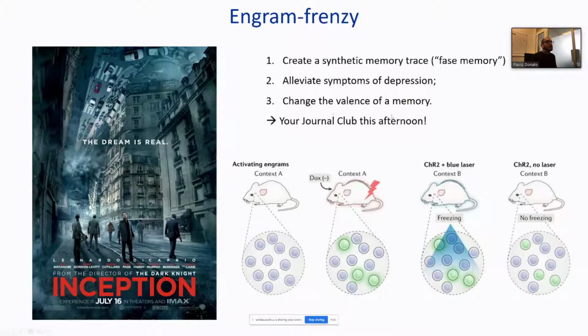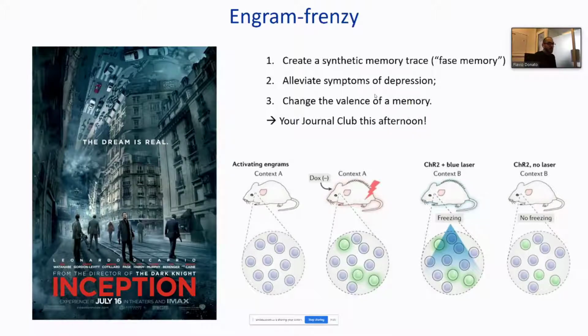Or to change the valence of the memory that during encoding had been associated to a negative outcome, like a foot shock, being transformed into something that instead was associated to a positive outcome. And this is what you basically will see during the journal club this afternoon. And for people that have not got the other paper as assignment, please read them. They're quite easy to understand, and they're actually quite interesting to know how you can use technological advancement to actually dissect a lot about memory.